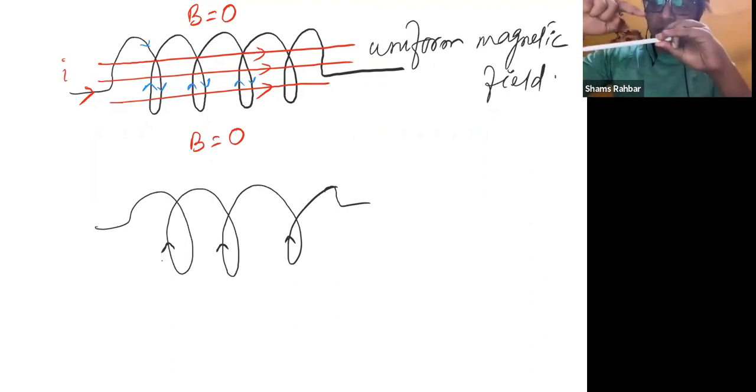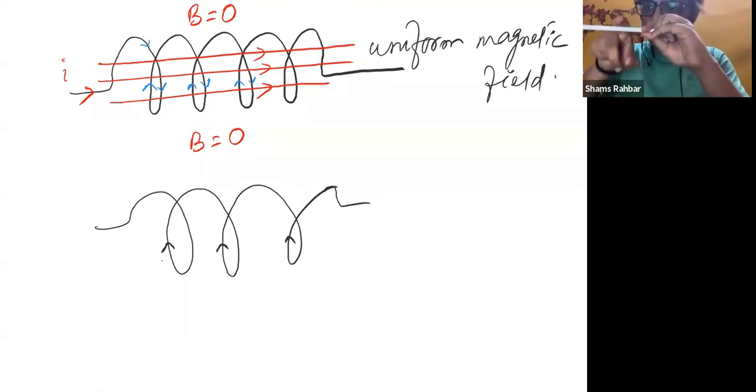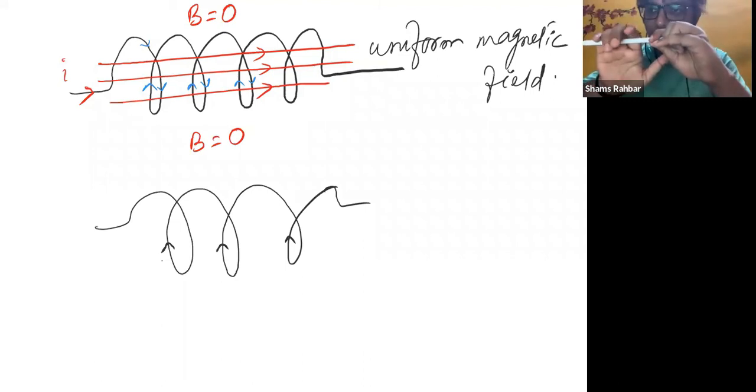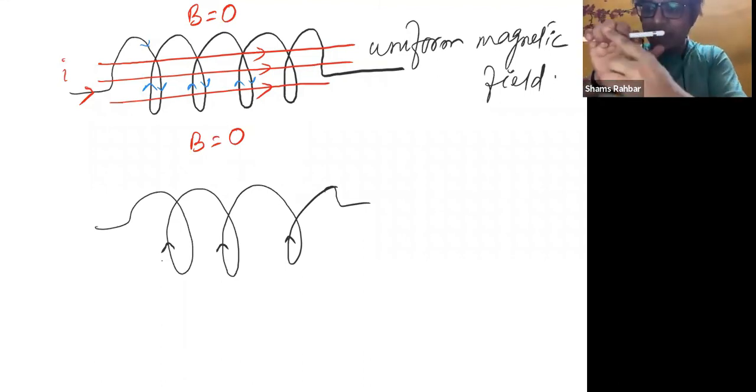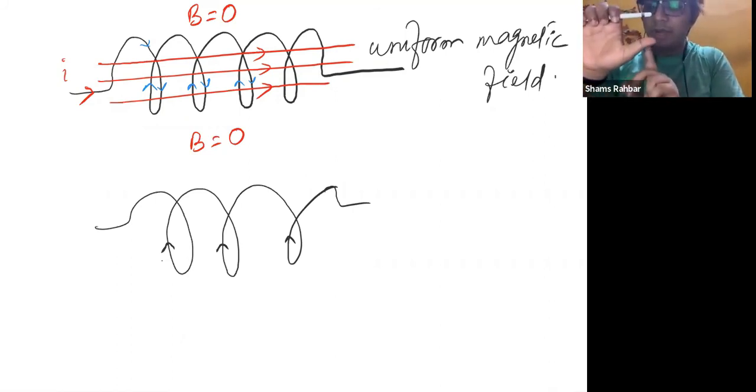Current is going into the screen. According to the diagram that I have shown on the screen, current is going this way, right? So let's hold this solenoid such that my finger is curled in the direction of current. And yes, you have to hold it with your right hand. This thumb will give you the direction of north pole. Thumb will point in the direction of north pole.